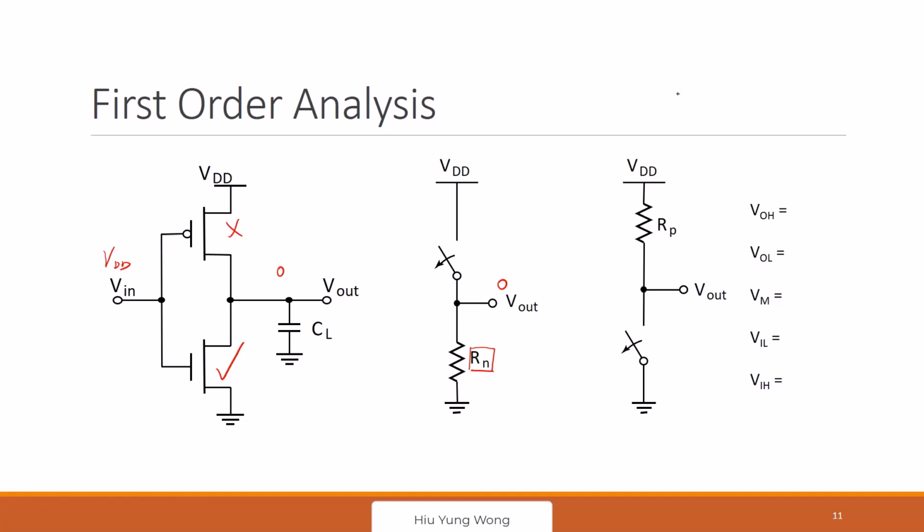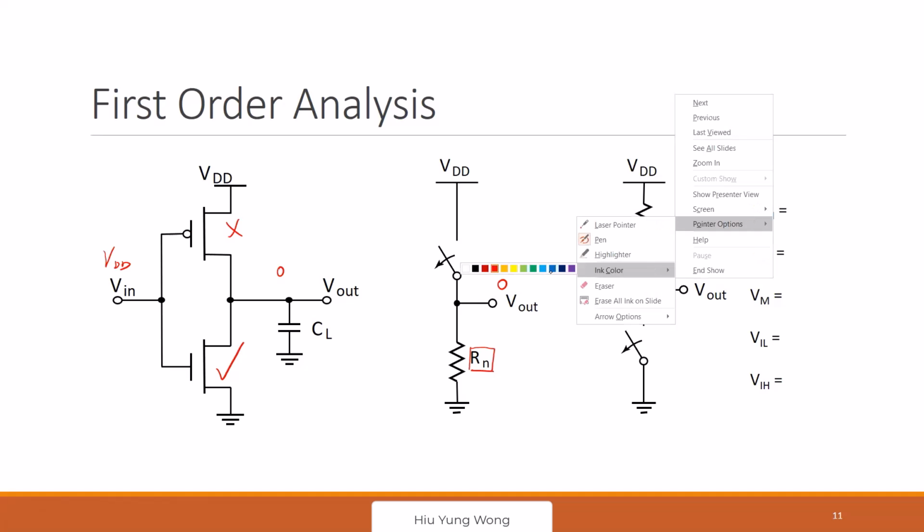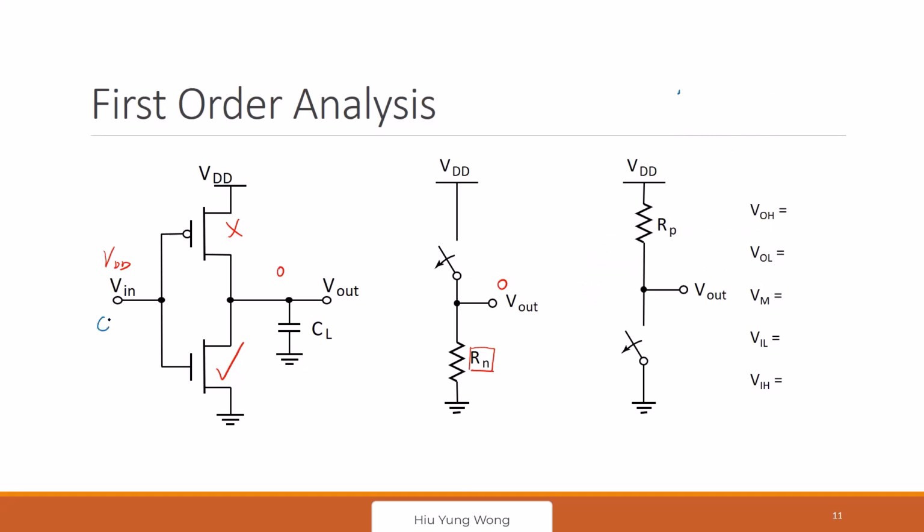Then, when the input is low, this one will turn on, this will turn off, and the output is VDD, because now this is charged through the PMOS. And then we need to know what our Rp is, and the output is high. So very easy. An inverter is just a simple circuit like this.